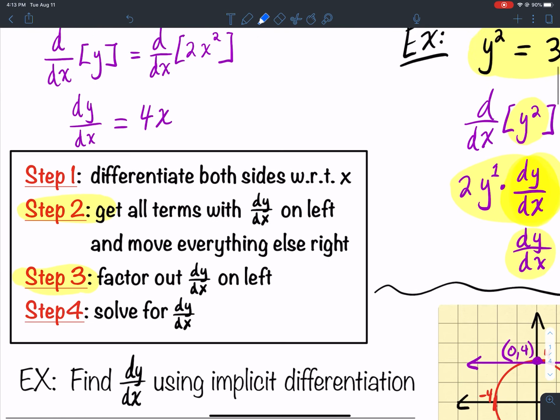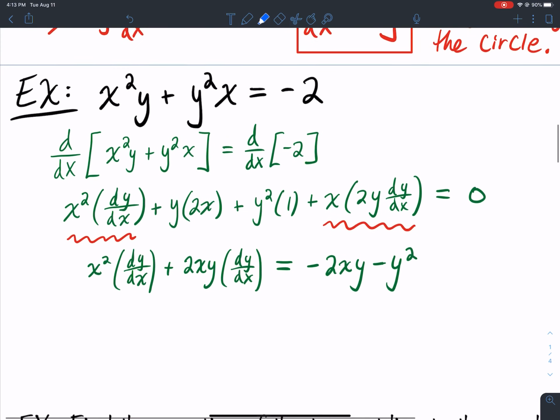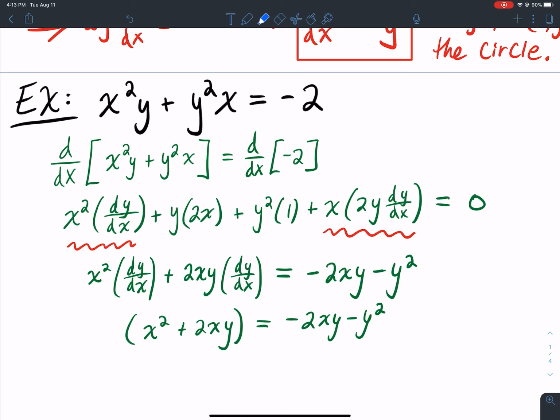Okay, now step 3, factor out dy/dx on the left. So I've moved the dy/dx's to the left. I want to factor them out. So I have a dy/dx in both of those. I'm going to GCF, we'll factor them out. If I factor them out, all I have left inside the parentheses is x squared plus 2xy. And then the dy/dx factored out here.